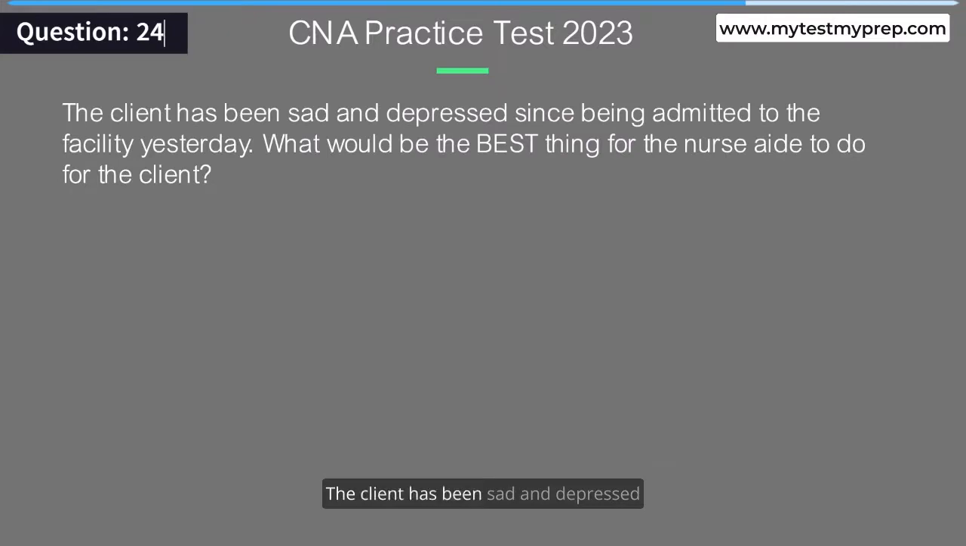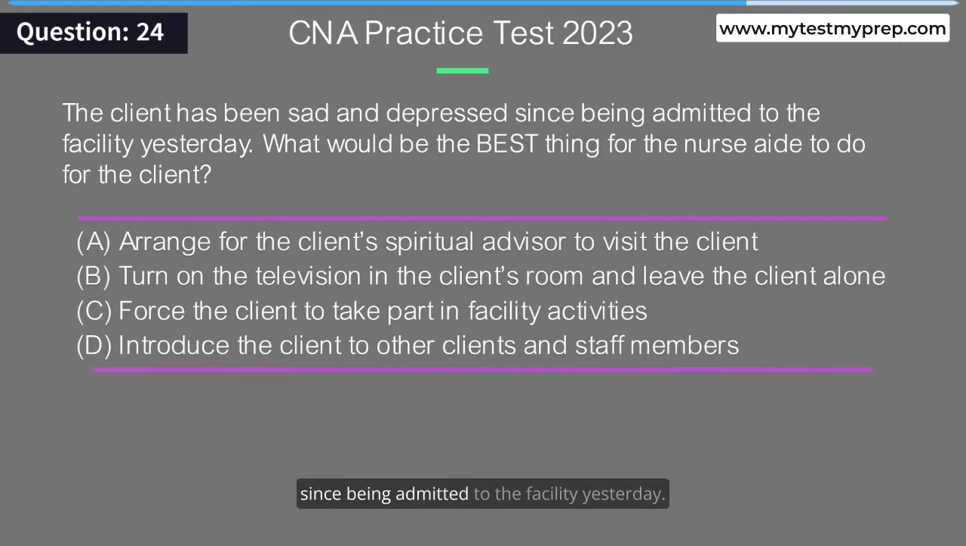The client has been sad and depressed since being admitted to the facility yesterday. What would be the best thing for the nurse aide to do for the client? A. Arrange for the client's spiritual advisor to visit the client. B. Turn on the television in the client's room and leave the client alone. C. Force the client to take part in facility activities. D. Introduce the client to other clients and staff members.